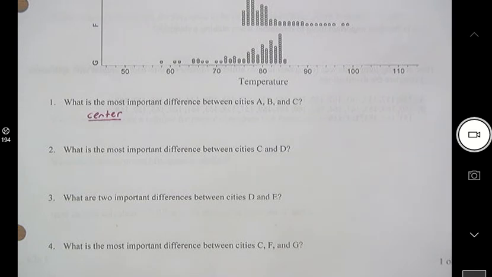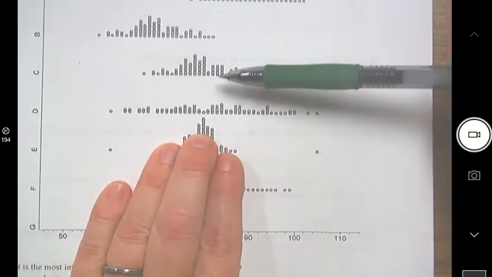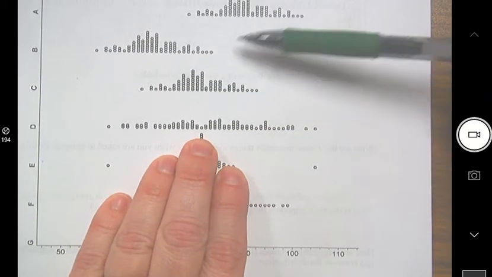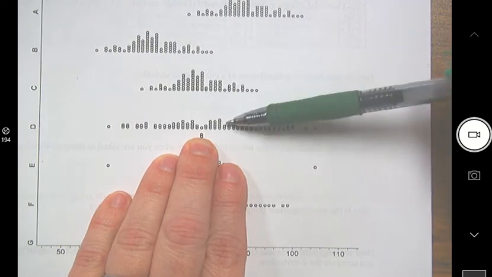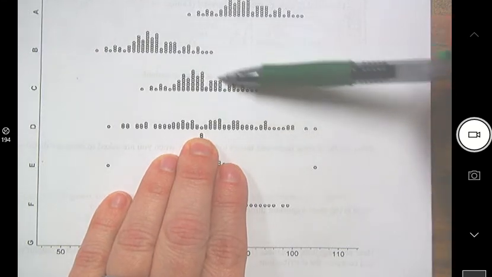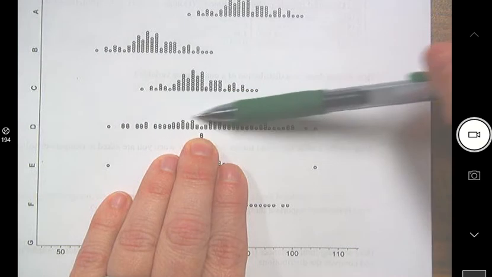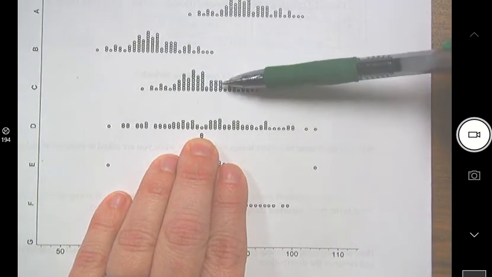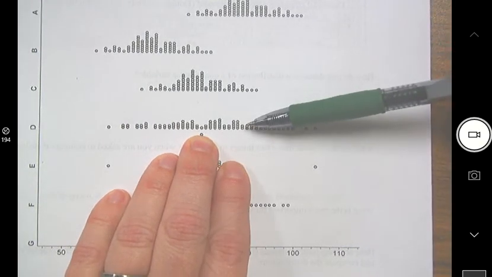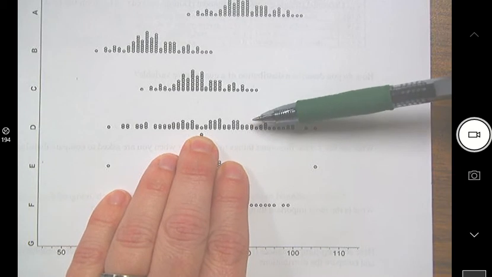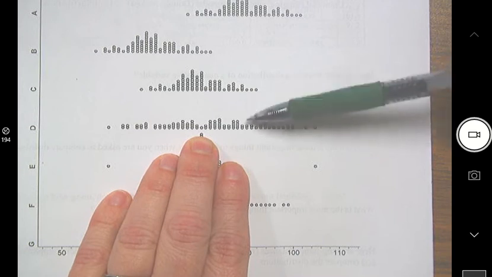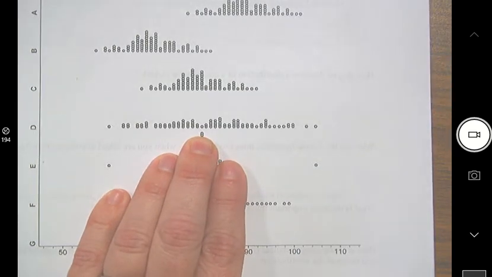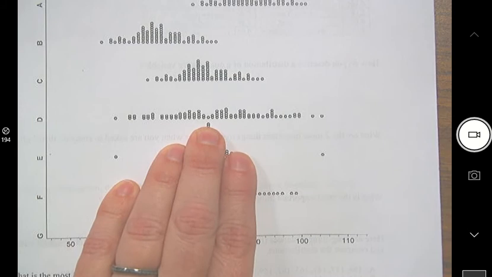Number 2, what's the most important difference between cities C and D? C and D look wildly different. So shape here, I know it's really hard to tell, but the shape would actually be pretty similar because shape is just talking about, is it unimodal? There is one single peak. They're both, I would say, roughly symmetric. It is hard to tell when the data is more spread out. There's a little clue for you. But these both actually, if I just describe the shape, I would almost write the same exact thing for both of those. So what do you think is different then if you know it's not the shape?